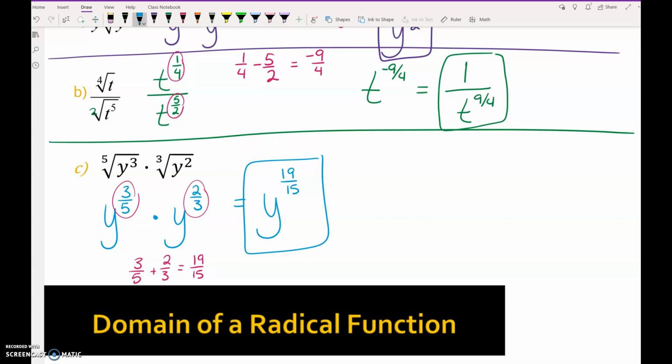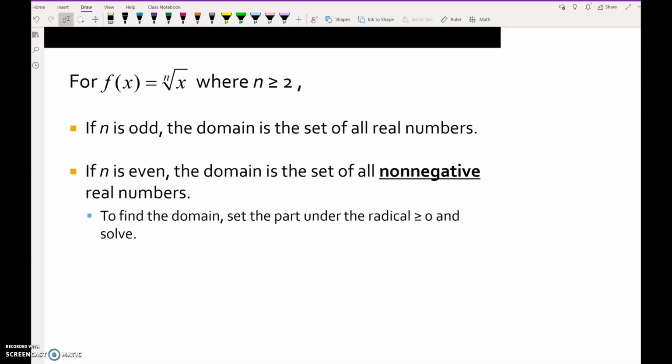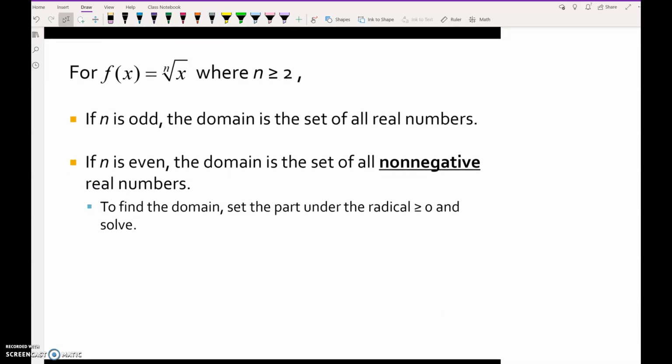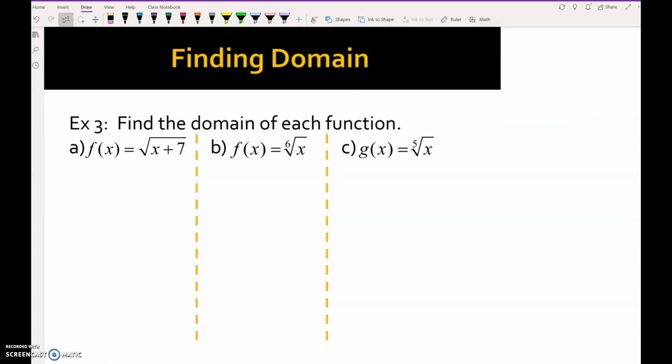Okay, last thing today is domain. This is mostly easy. If your index is odd, your domain is always going to be all real numbers. So if I say that we have a function that is the cube root of x plus 10, the domain is going to be all real numbers because it is an odd index. If the index is even, we have to make sure that the stuff under the radical is greater than or equal to 0. So let's try this because it's easier just to see it in action.